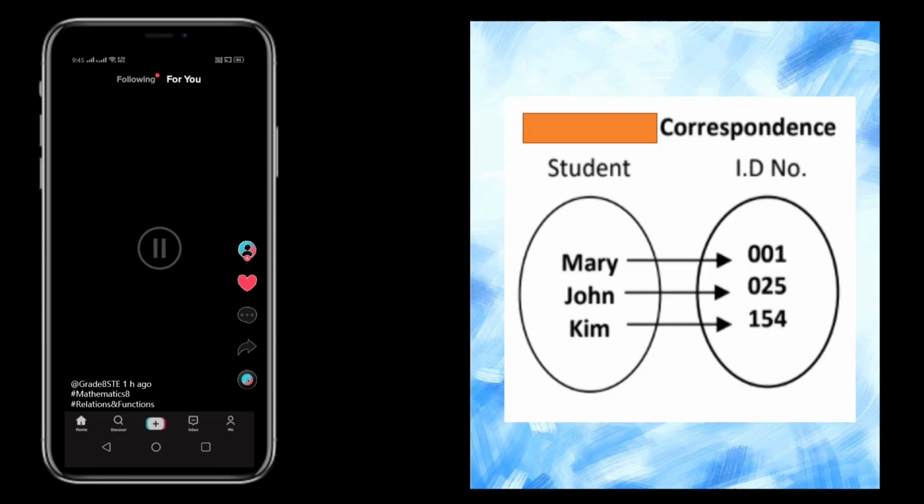Okay, so let's have a quick guessing game. The relationship in this diagram is, okay, it is one-to-one. Since there will only be one ID number per student attending in the same school. Hindi pwedeng maulit ang ID number. So the correspondence is one-to-one.